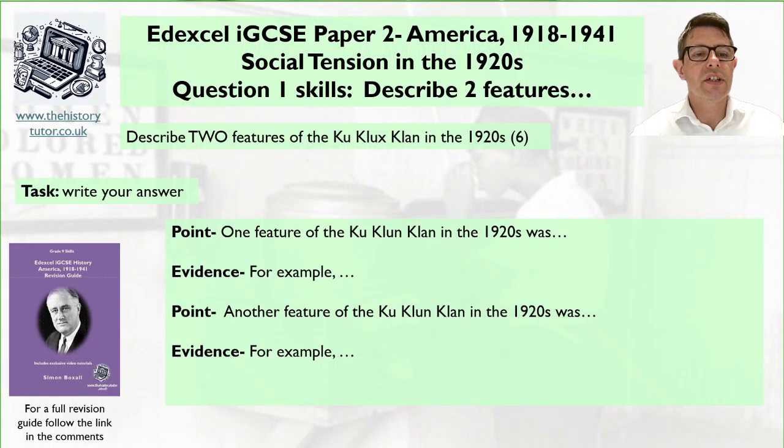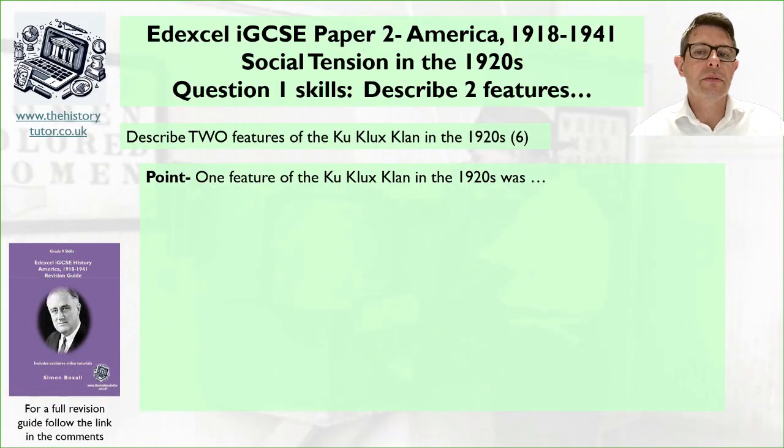Let's go through the first answer together, step by step, and then you can complete the second part yourself. Let's go with an idea about how the Ku Klux Klan was causing problems, perhaps a feature of it. So in your revision guide, you'll find a writing plan. You can fill it in as you go. So if you haven't got my revision guide, you can use a piece of paper, of course.